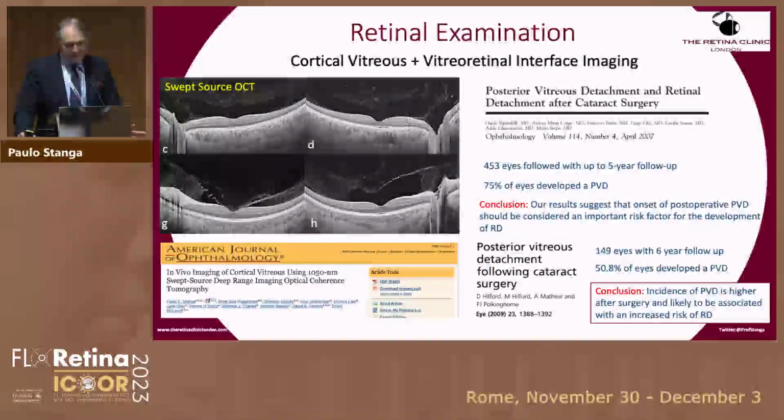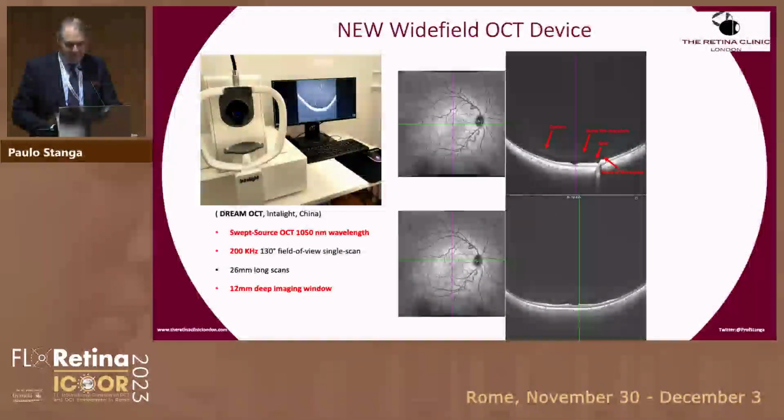So it is important to image the vitreous to objectively establish whether there's a PVD or not. Now we have this device, the Dream OCT, and as I'm sure you will agree, this is a dream come true, because for years we've wanted to image beyond the macula. We've been able to do this for a couple of years, but we also want to image deeper into the vitreous.